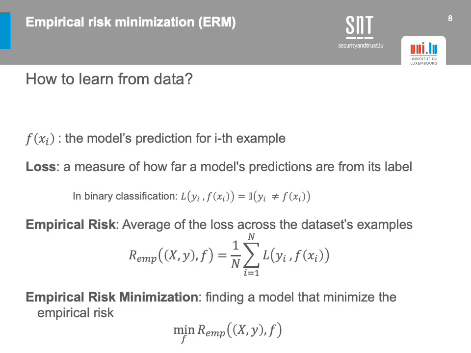Using that, we construct what is called the empirical risk. The empirical risk is just the average of the loss computed on all the examples of the dataset. So we compute the average, and it's an indication of the accuracy of our spam filter, for example. And what we want to do in the end is to minimize this empirical risk.